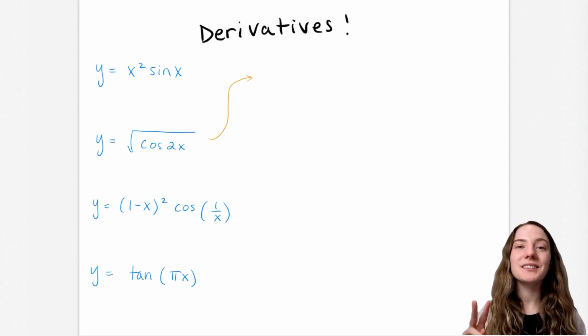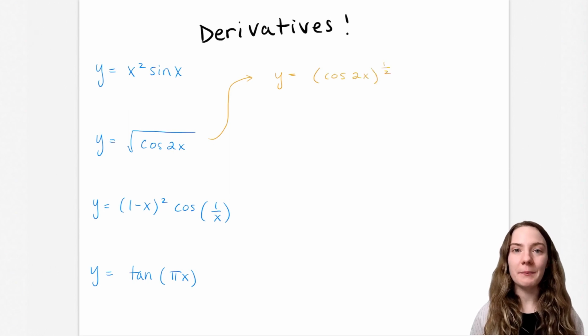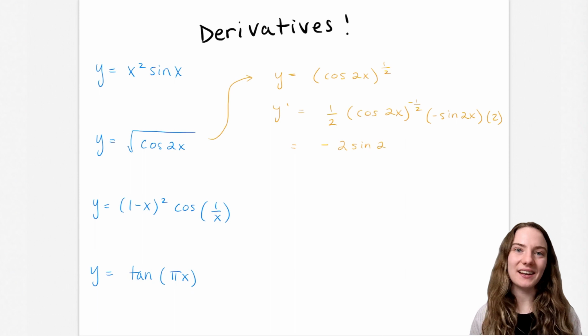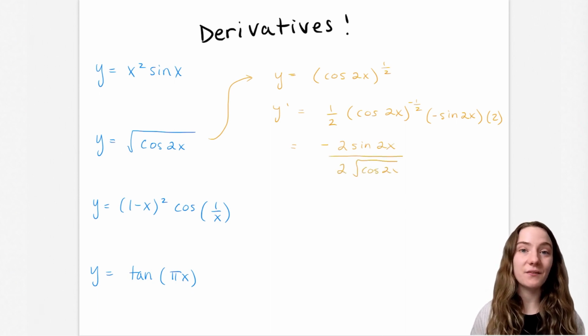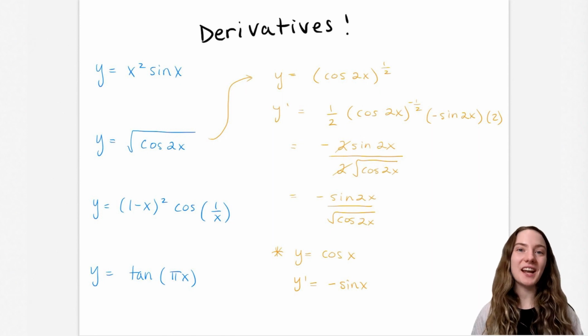Now let's move on to our second function. So pause the video and try and find the derivative. Now there's a few things you have to remember here. The derivative of cos x is negative sine x. And because this function was raised to the power of 1/2, you would have had to use the chain rule in order to find the derivative.